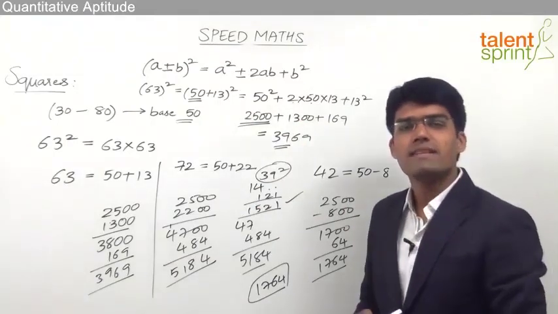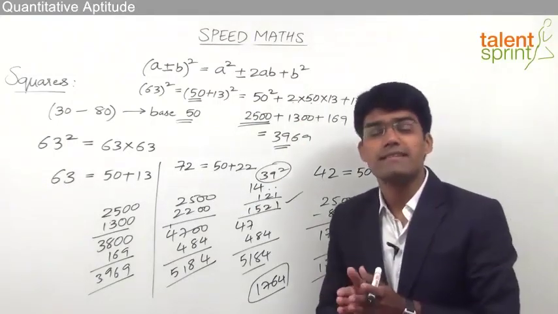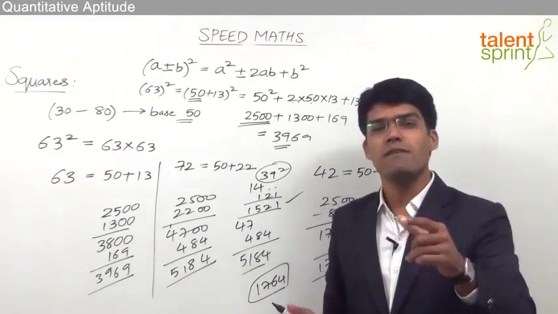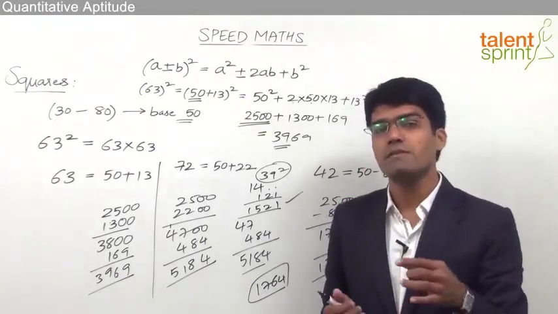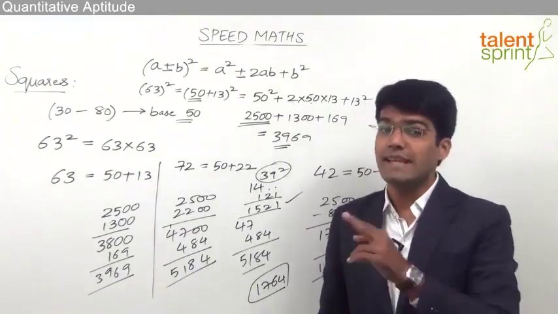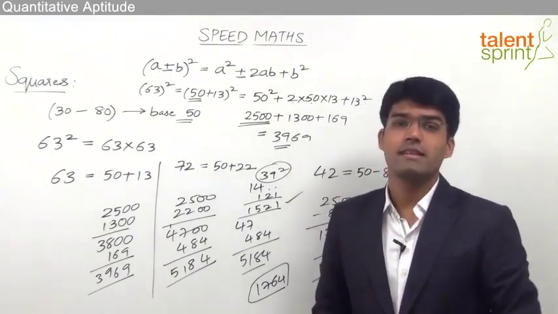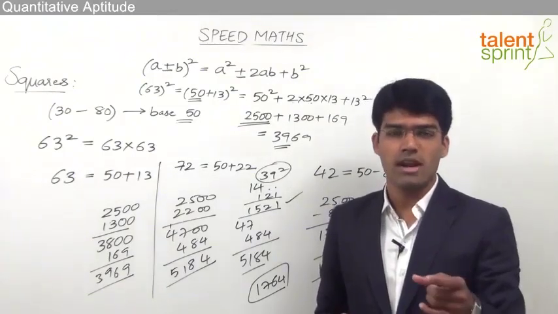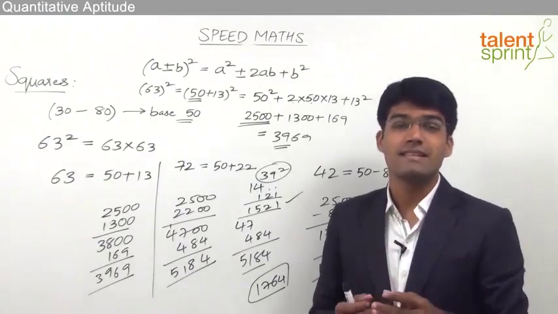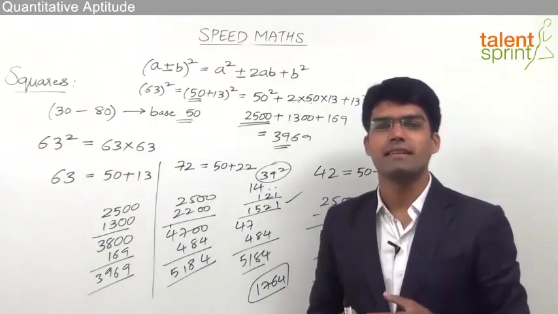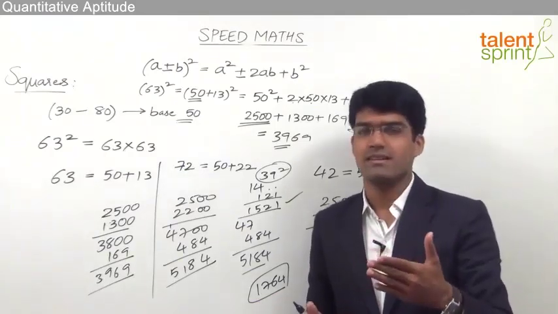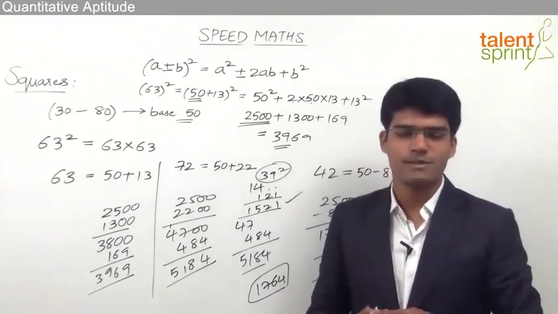Now if I ask you what is 69 square, you can do it orally. 69 is nothing but 50 plus 19. So as it is 50 plus 19, we take 2500 plus 1900. What is 2500 plus 1900? 4400. 4400 plus 19 square. 19 squared is 361. So 4400 plus 361 will give us 4761. So that is the result for 69 square. Simply take it as 50 plus 19. 2500 plus 1900 plus 19 square. So 2500 plus 1900 plus 361 will give the total as 4761.